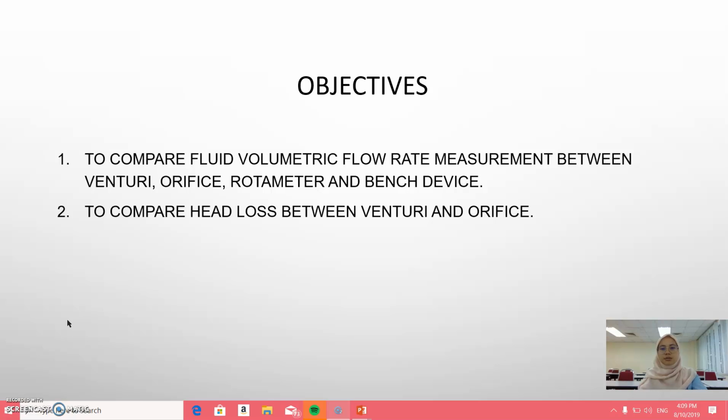Next, we move to the objective of this experiment. First, to compare fluid volumetric flow rate measurement between venturi, orifice, rotameter, and bench device. Second, to compare head loss between venturi and orifice.